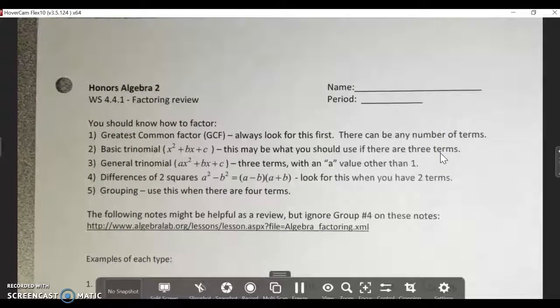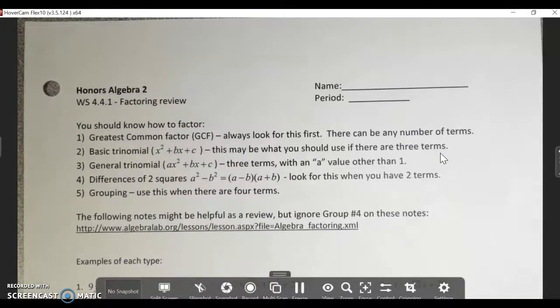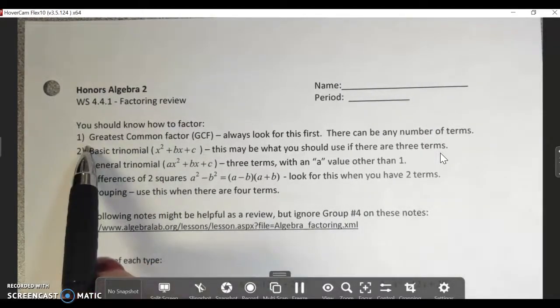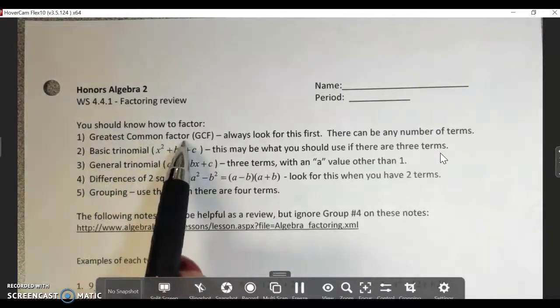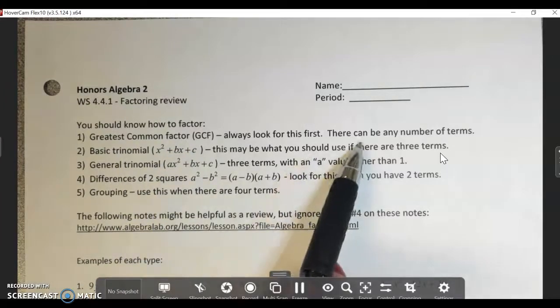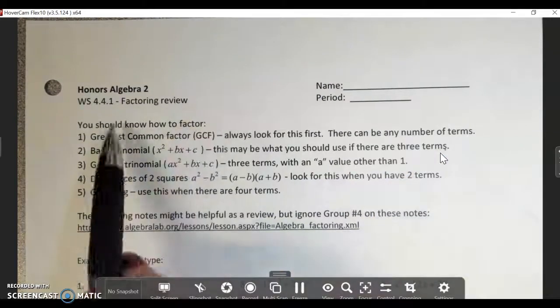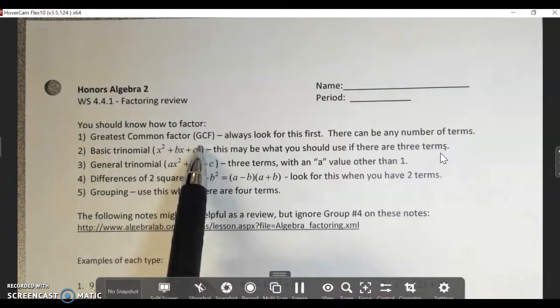Okay guys, so today we're going to be looking at how to factor. This should be a review for you. The first thing that you're always going to look for is the greatest common factor. This can happen with any number of terms. You might have 2 terms, 3 terms, 4 terms. You always look for a GCF first.